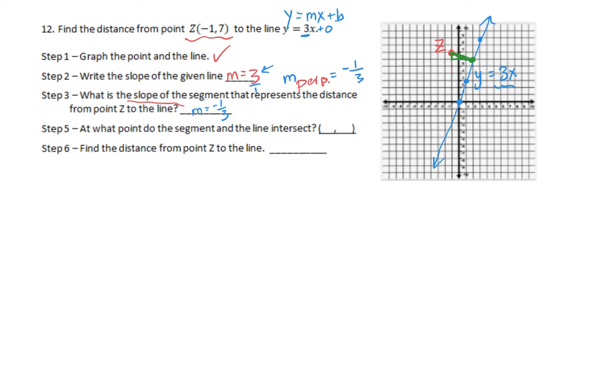Okay, that's the distance between that point and that line. At what point do they intersect? Well, it looks like they intersect at 2, 1, 2, 3, 4, 5. They intersect at 2, 6, that point right there.